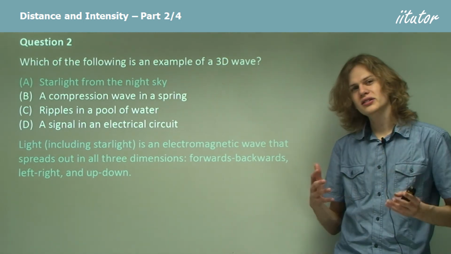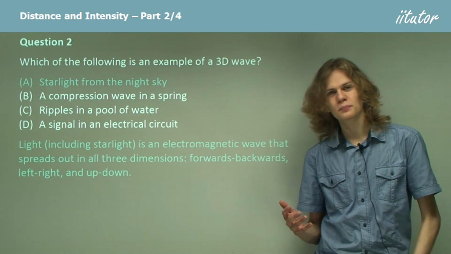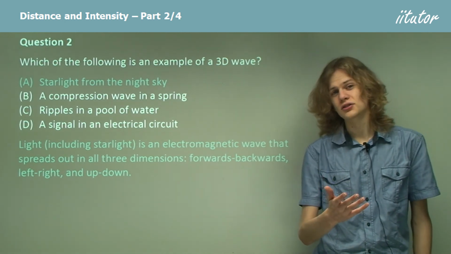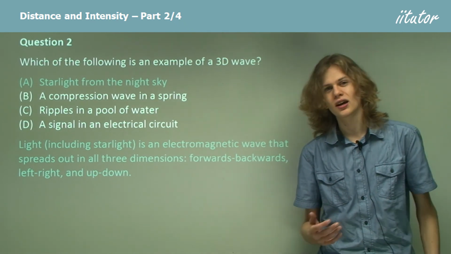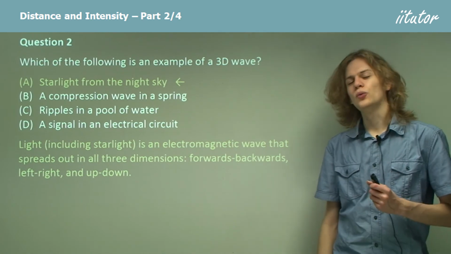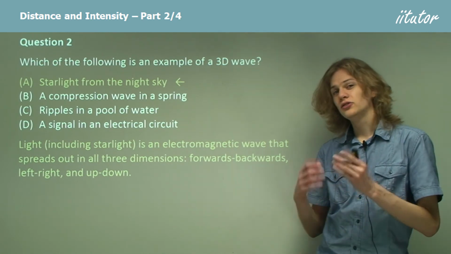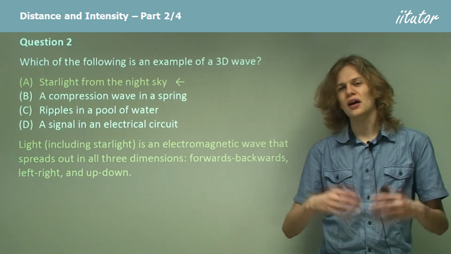So the other thing is that, of course, we're able to see starlight no matter where we are around the star. Our sun, for example, is a star, and no matter what time of year it is, we can still see it, assuming it's the daytime. So A is the correct answer. Starlight is a form of electromagnetic light, so it must spread out in all directions.